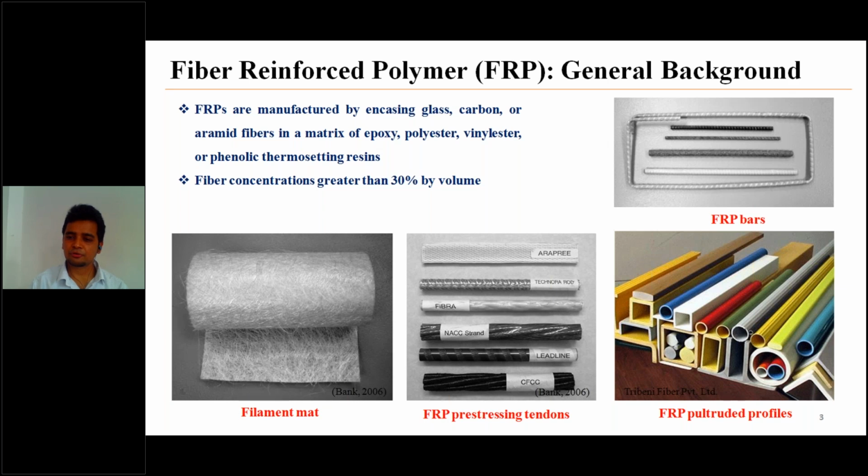So various types of fiber reinforced polymers, or in short FRPs, are available in the market. These are mainly FRP bars, which are mainly used as a replacement of conventional steel reinforcing bars. Then we can see the FRP filament mats or sheets, which are mainly used for retrofitting purposes. Then FRP pre-stressing tendons, cables, strands. These are typically used in bridge applications. And lastly, the FRP pultruded profiles.